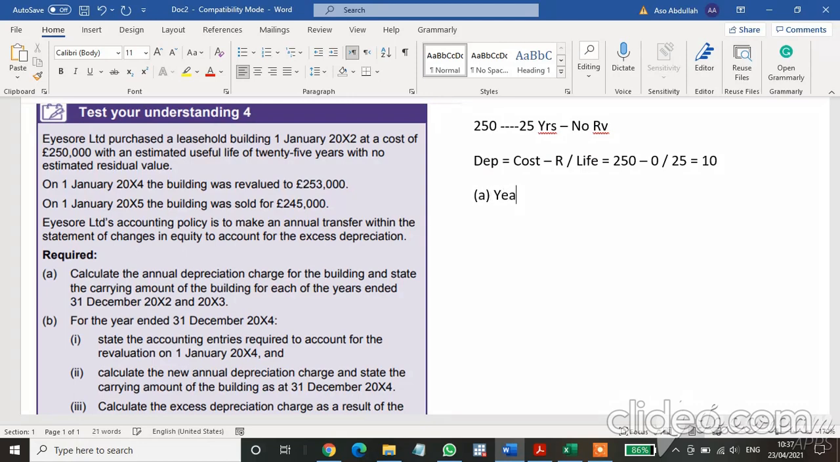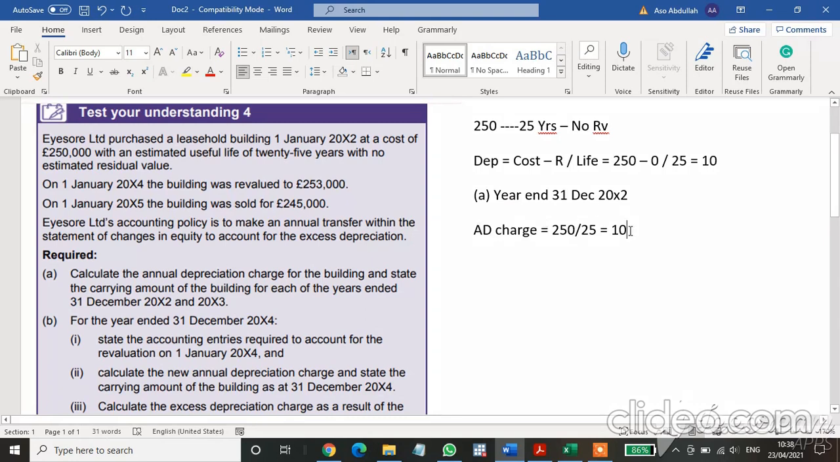For the year ended 31st December 2002, the annual depreciation charge equals 250 divided by 25, which equals 10,000 pounds. This is for 2002. Then what will happen in the SFP?